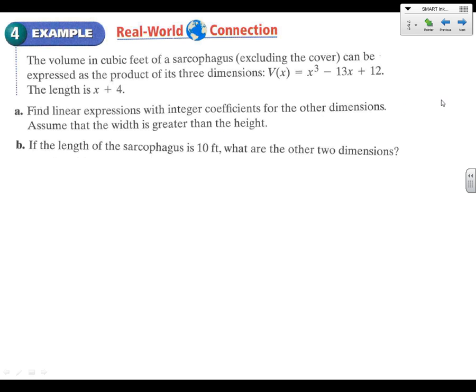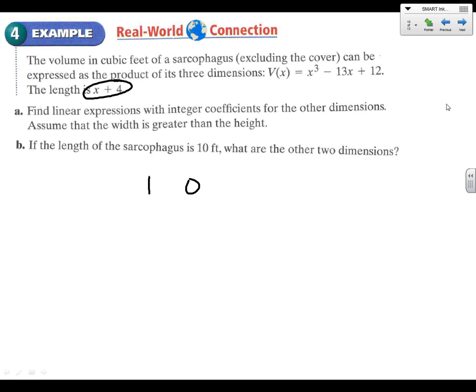Okay, so let's divide this by this, and we'll end up with the area, right? Getting the width and the height, and then we can factor that again. So let's start by doing some division. And I'm going to do this using synthetic division because this is a binomial. So 1 for x cubed, 0 for x squared.